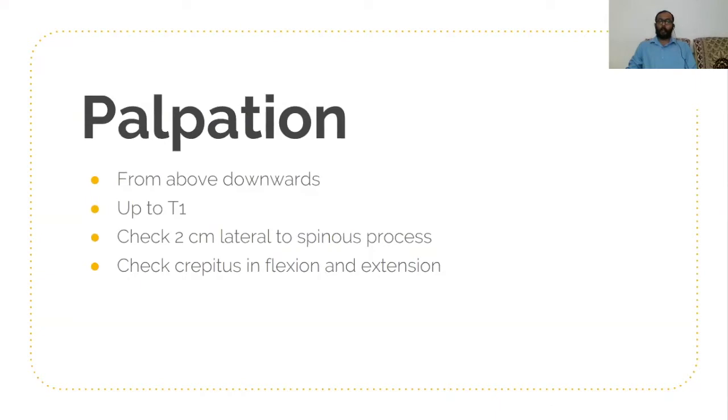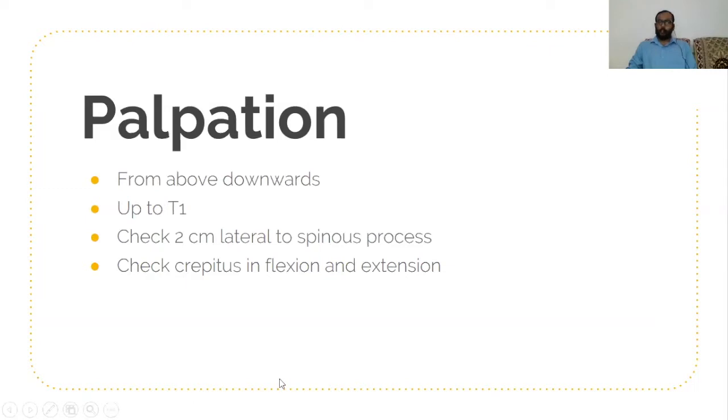Palpation of the cervical spine includes palpation of the spinous processes from above downwards, superior to inferior. After that, palpate 2 centimeter lateral to the spinous process on either side to check whether there is facet joint arthropathy. In the cervical spine, the facet joint is situated 2 centimeter lateral to the spinous process, while in the lumbar spine, it is 3 centimeter lateral to the spinous process.